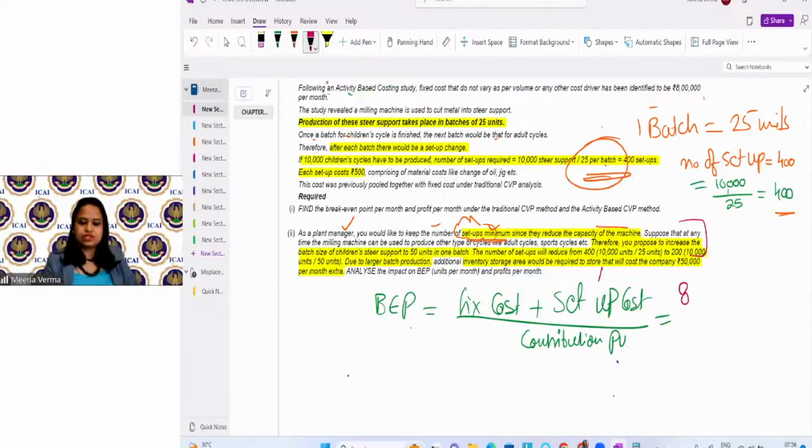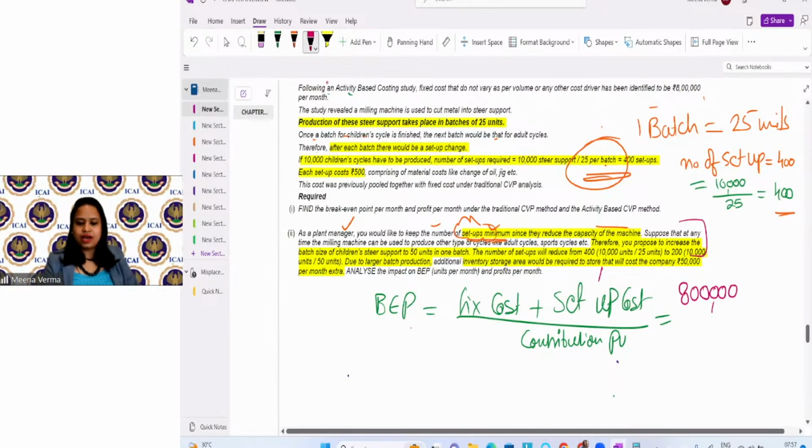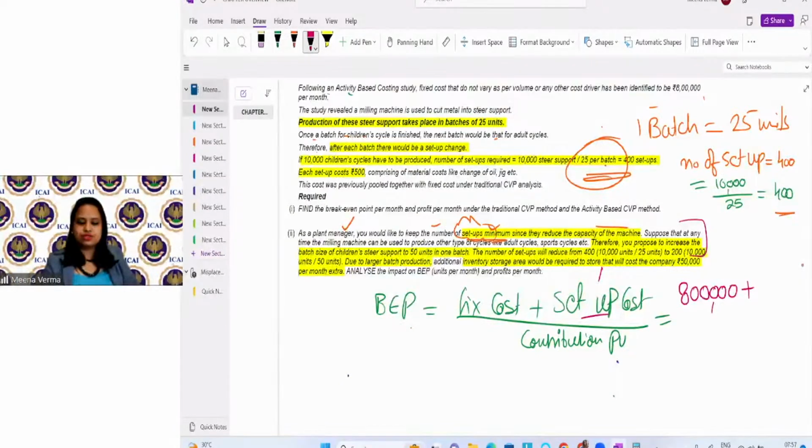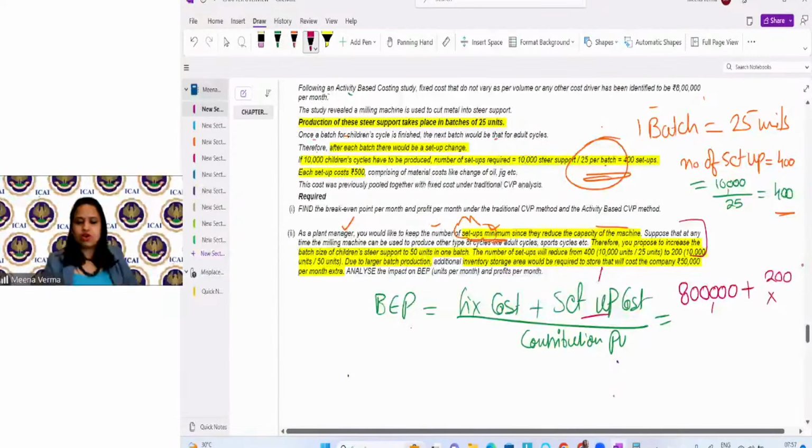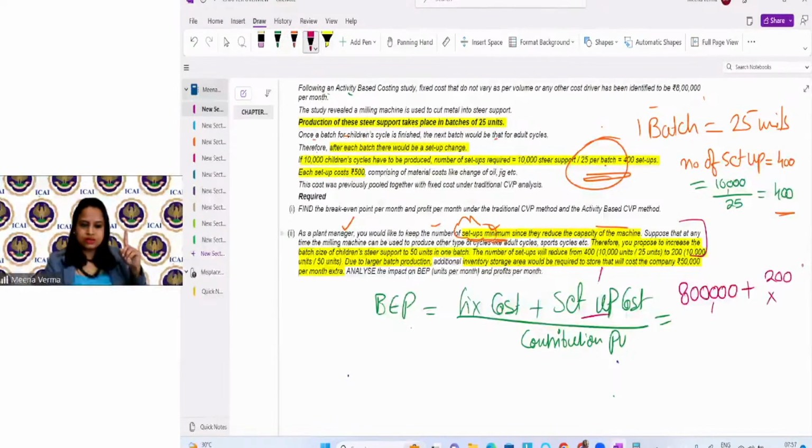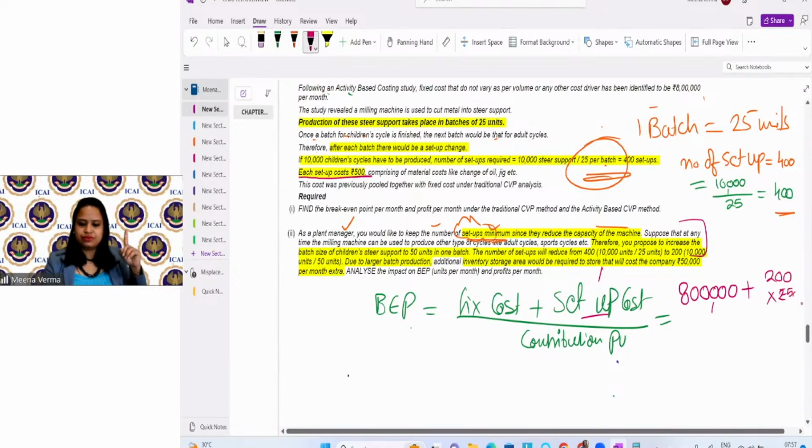So your fixed cost was 8 lakh. And what will the setup cost be? How many setups do you have here? 200 setups. What is the cost for one setup? Each setup costs 500. So 200 into rupees 500, plus rupees 8 lakh, divided by contribution per unit.